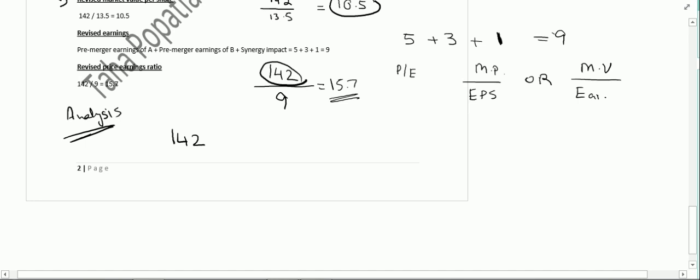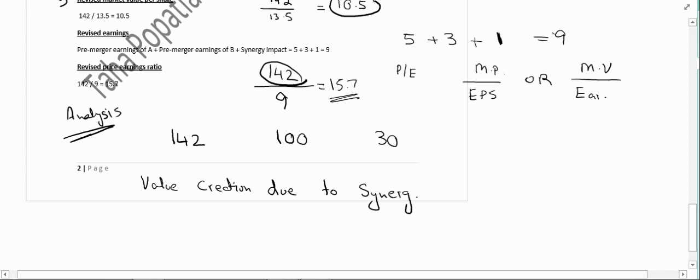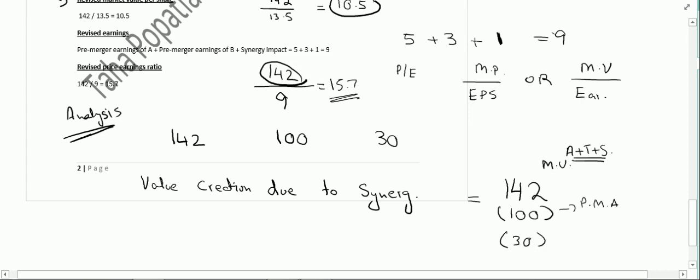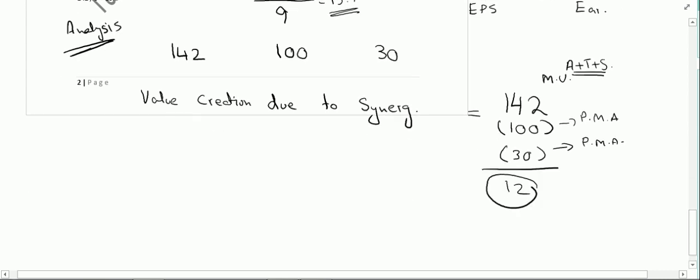and what if I was told that the separate companies had market values of 130, and I was asked to calculate the value creation due to synergy. I will simply say 142 is the market value of the merged entity, which has A in it, which has T in it, which has synergy value creations in it, less the market value of A pre-merger and the market value of T again pre-merger. So I can say that the value created due to synergies is 12.